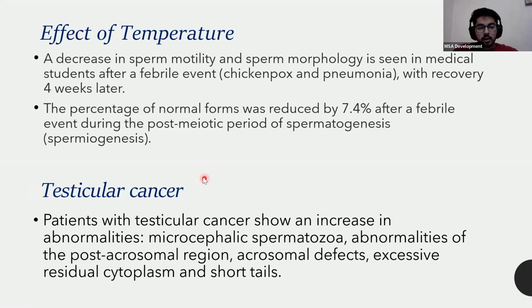Testicular cancer. Cancer can never be good, so you would expect all types of deformities to form due to cancer. This includes microcephalic spermatozoa, post-acrosomal region abnormalities, acrosomal defects, excessive residual cytoplasm, and short tails. Again, it can cause multiple abnormalities in the sperm.